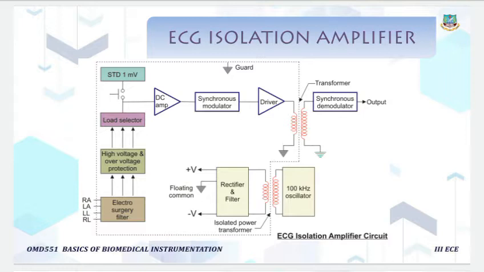Then this is the isolated power transformer. Here it is the primary winding. So the primary windings of the isolated low capacitance power transformer are connected to the 100 kilohertz oscillator.